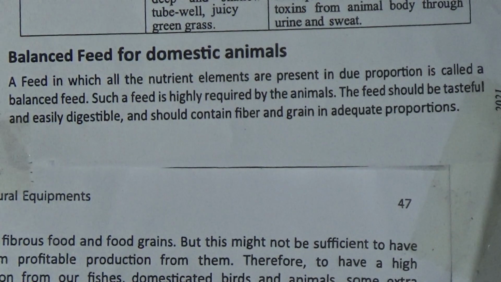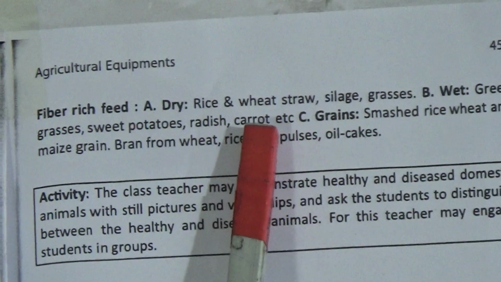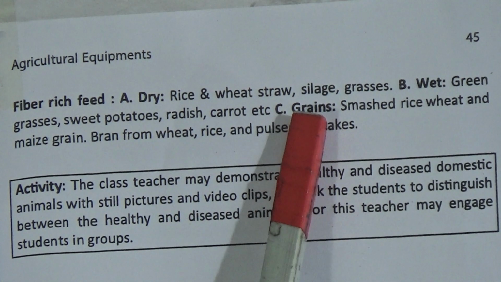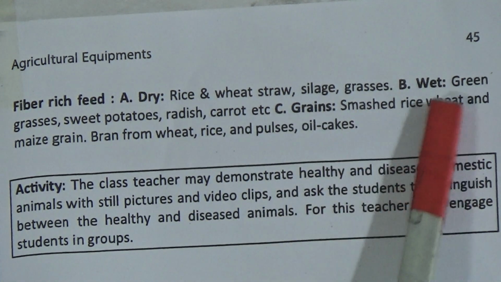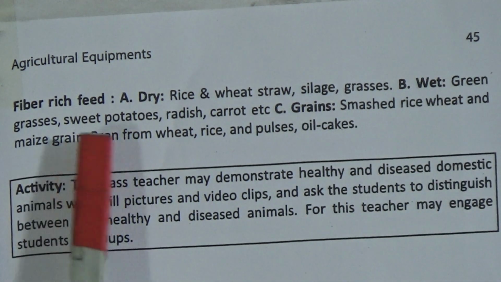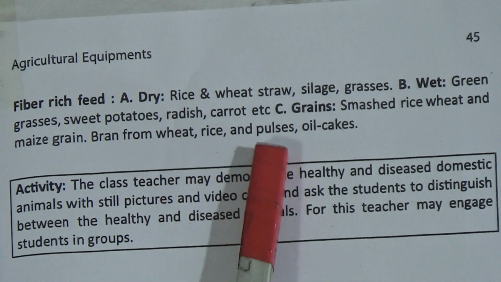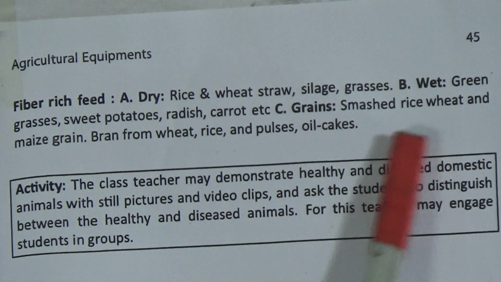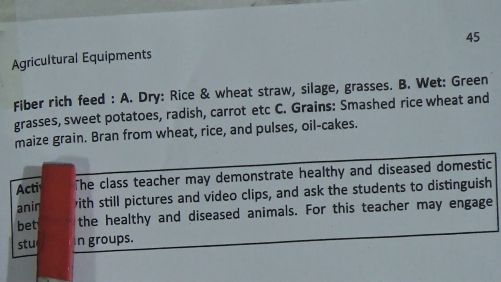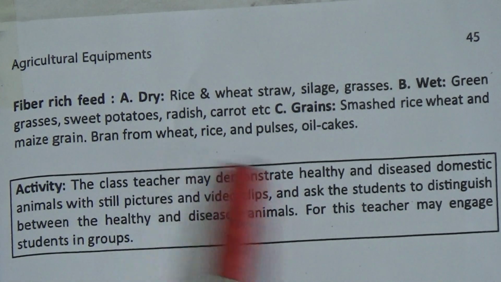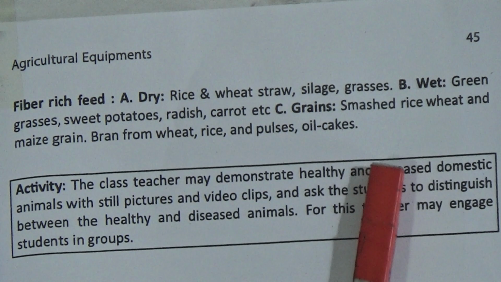Fiber-rich feeds are dry rice and wheat straw, silage, grasses. Number B, wheat, green grasses, sweet potatoes, radish, carrot, etc. And grains: smashed rice, wheat and maize grain, bran from wheat, rice and pulses, oil cakes.